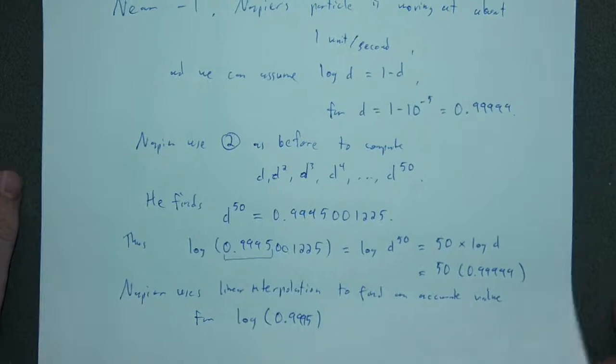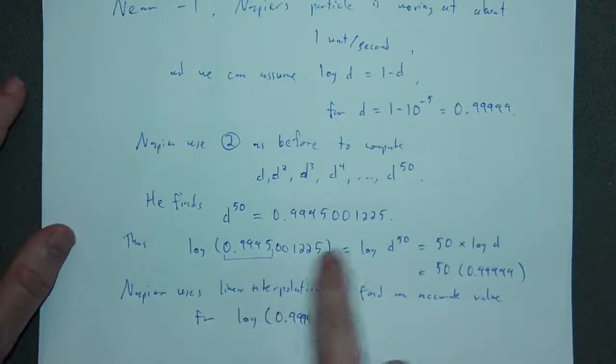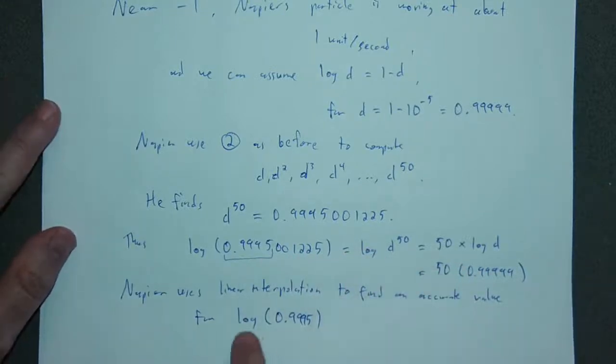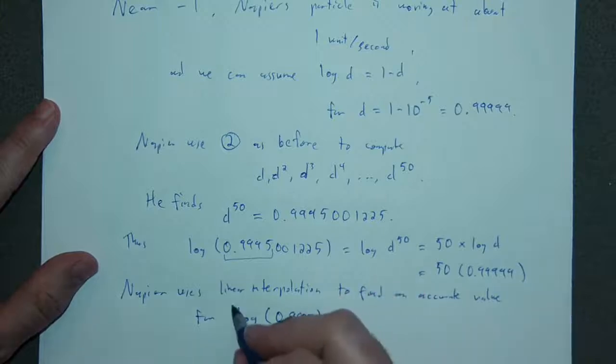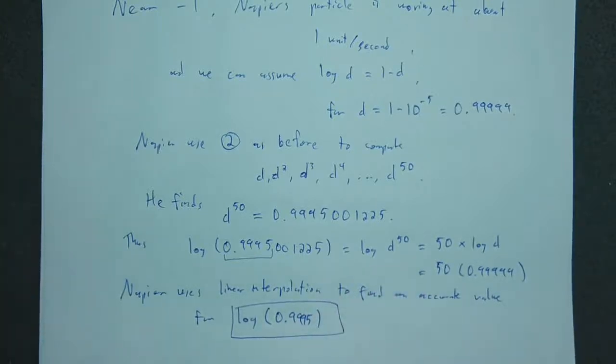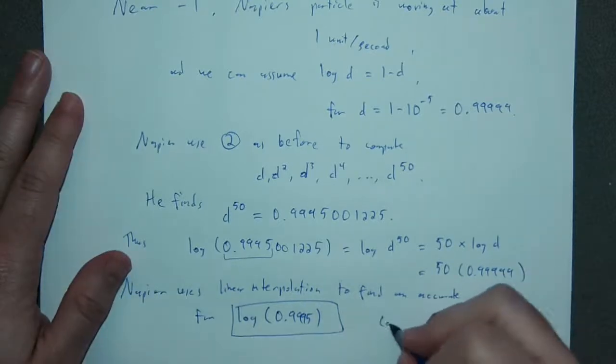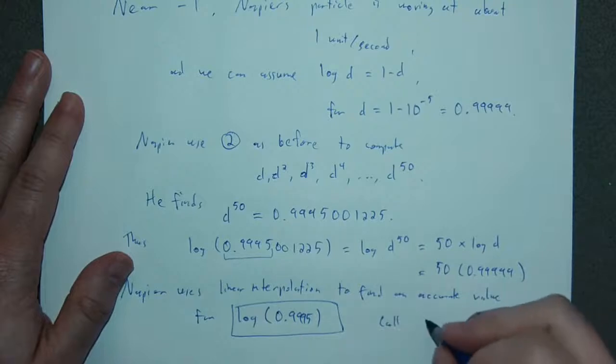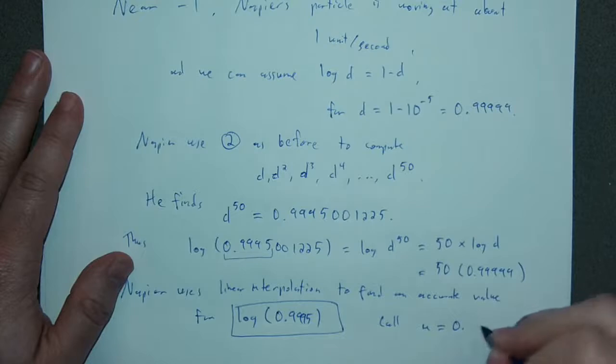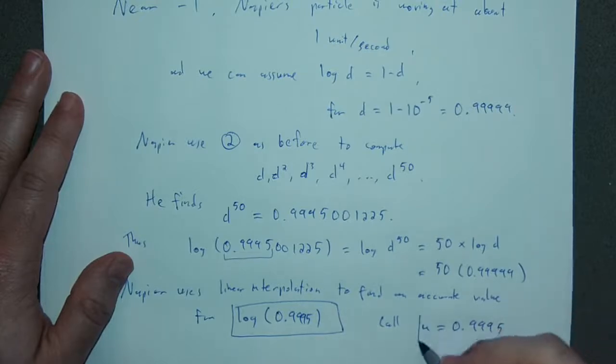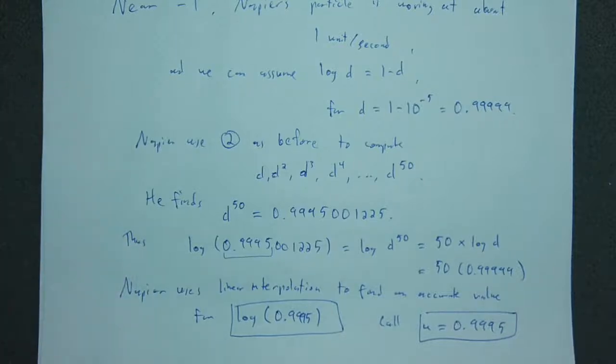Okay. So the value that gets computed from here tells me roughly what this is, right? It's close enough. It's an approximation. Now, how does that help? So call this quantity U. So U is 0.9995.